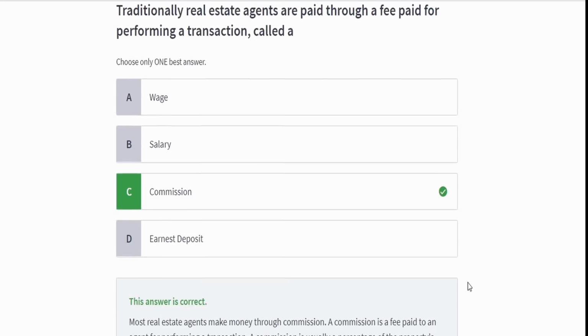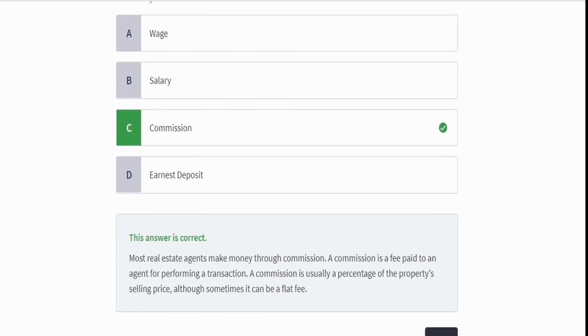So obviously, yes, commission, guys. Traditionally, real estate agents are paid through a fee called a commission.